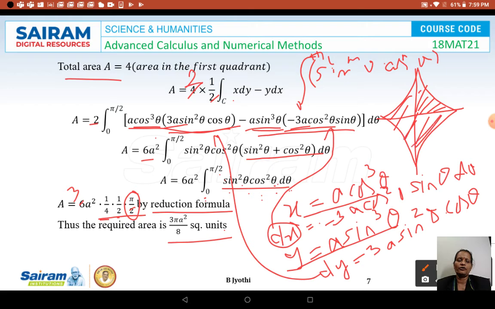Now we have found out the entire asteroid, even though we have considered only the first quadrant, the quadrant which is lying in the first quadrant, that will be considered and it is multiplied with the 4. Therefore we are getting this area, that means the entire asteroid area is evaluated.